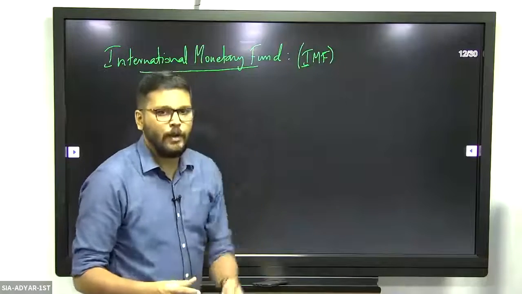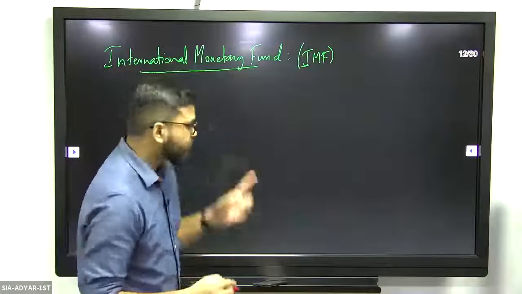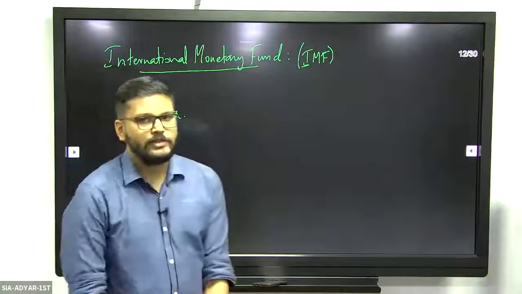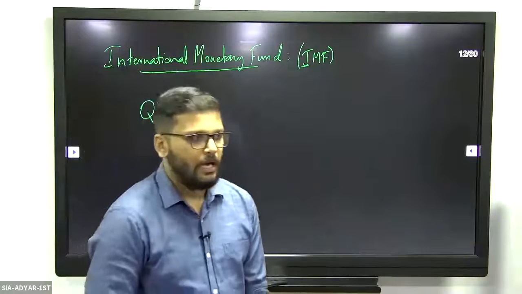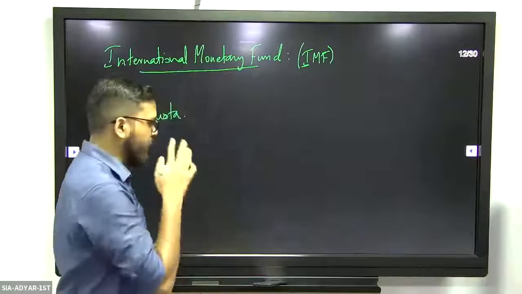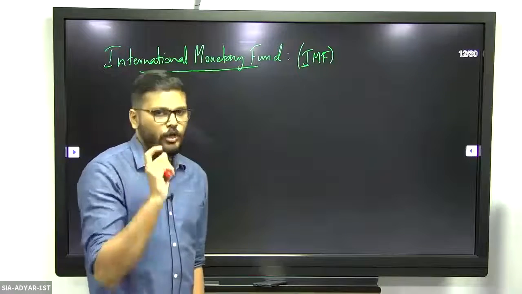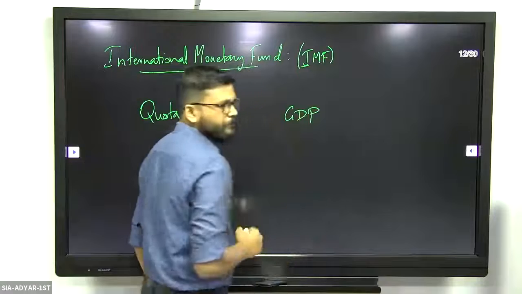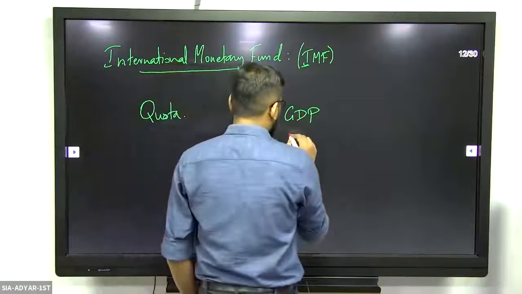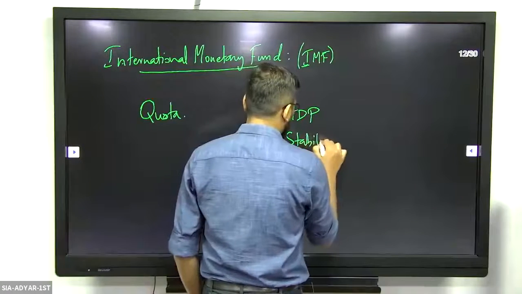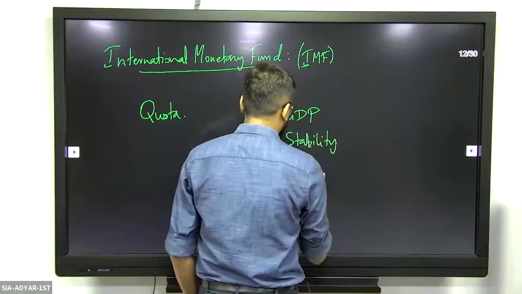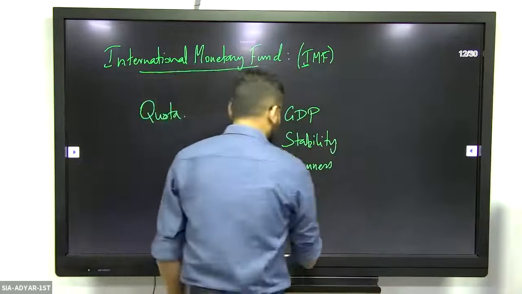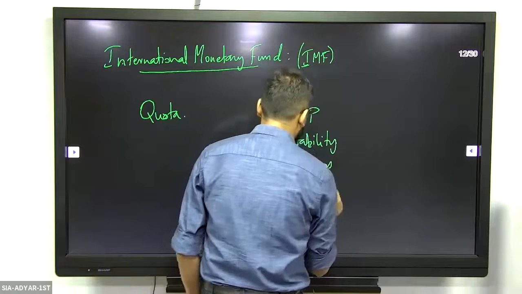It's like a club. To become a member, you have to pay a membership fee. That membership fee is called quota. Quota is the membership fee of a country to enter the International Monetary Fund. How much the quota of a country is, is determined based on a few factors. Number one, the GDP of the country. Number two, the stability of the country. Number three, the openness of the country: how open, how globalized is the country? And number four, the level of forex reserves of the country.